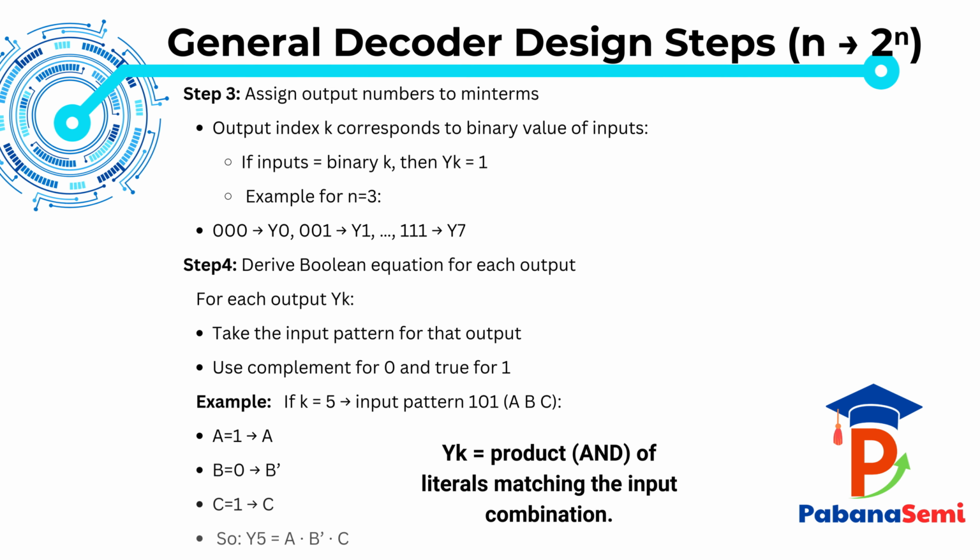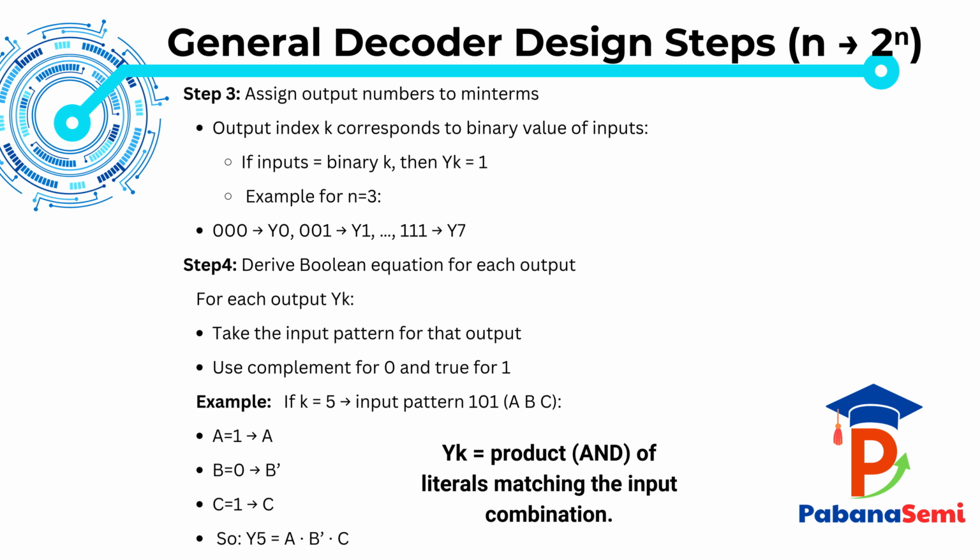Next, let's move to Step 3 and Step 4 in general decoder design. Step 3 is assign output numbers to minterms. Here, the idea is very straightforward. The output index, k, directly matches the binary value of the inputs. So if the input combination equals binary k, then yk becomes 1. For example, when n equals 3, we have 3 inputs and 8 outputs. So the mapping becomes 0, 0, 0 activates Y0, 0, 0, 1 activates Y1, and so on, up to 1, 1, 1 activates Y7.